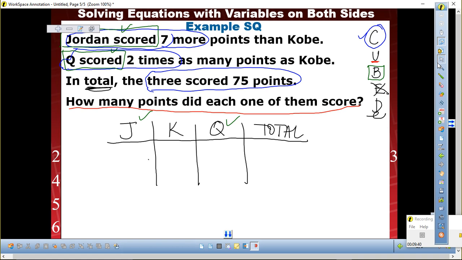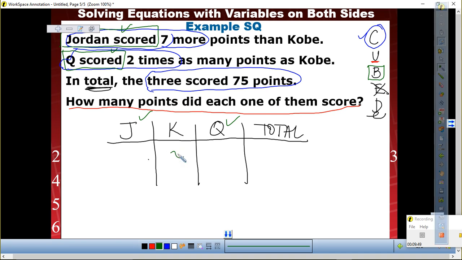Q scored. So who's the only one they did not mention scored? So what would we label? That is correct. This is our X. All right. So now that we have our X, let's read the entire problem. It says, Jordan scored 7 more points than Kobe. So don't say it out loud. Jordan scored 7 more points than Kobe. We know that Kobe is what? X. So tell your neighbor, how would you write what Jordan scored?